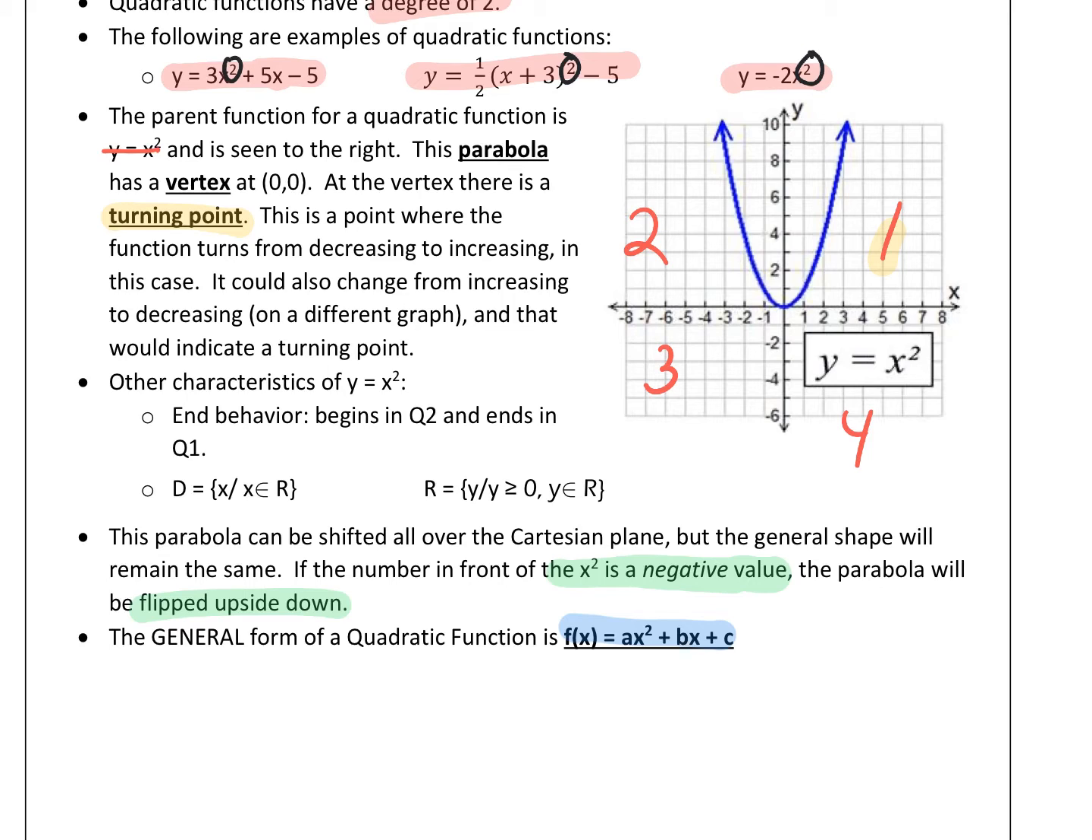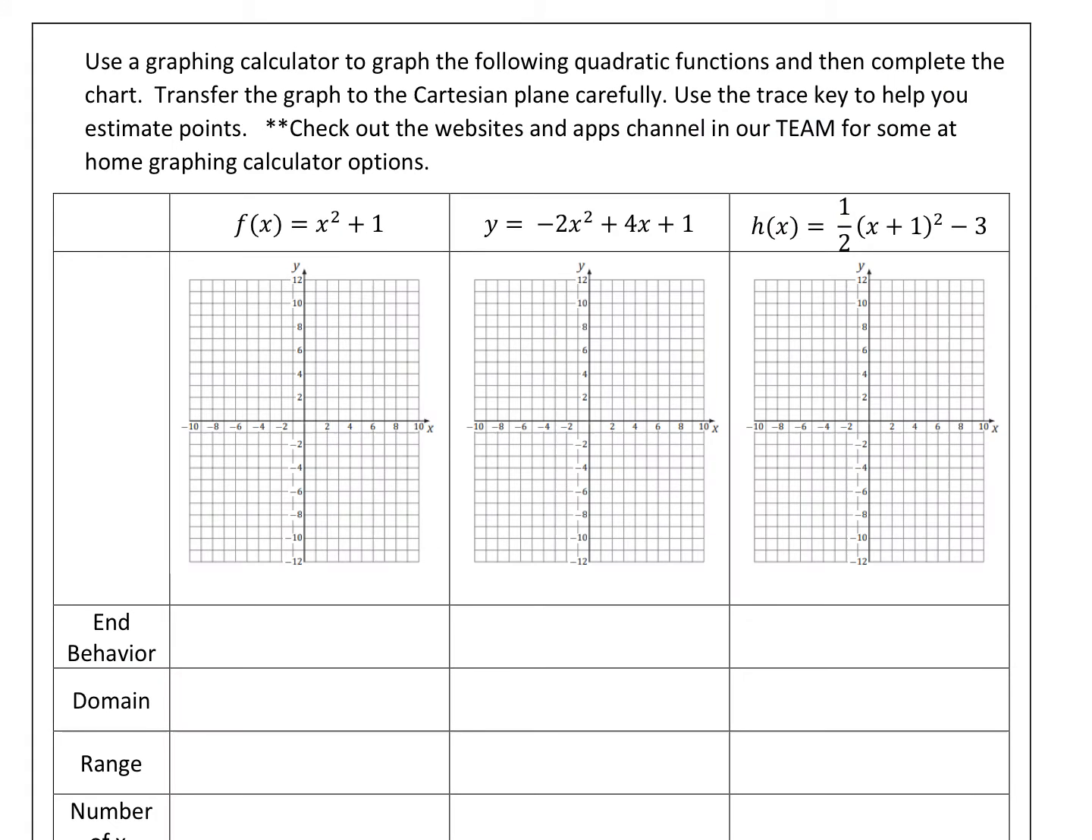The general form of a quadratic is ax squared plus bx plus c. So we're going to take a look now at a little bit of graphing calculator basics. All right, so you are going to be taking the graphing calculator and you're going to be graphing these functions. Now, if you are not familiar with the graphing calculator, you may want to watch the video on the TI-83 calculator basics that I posted because it will take you through how to enter a function into the graphing calculator.